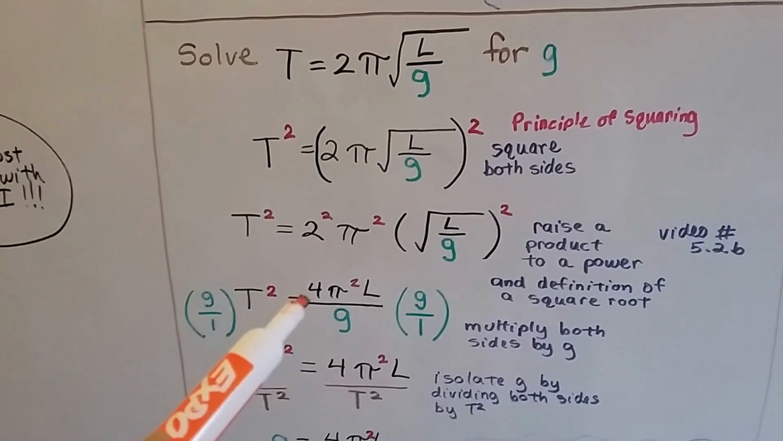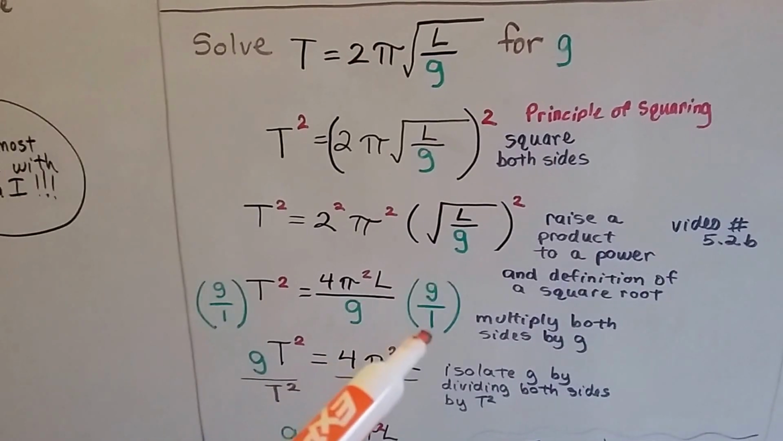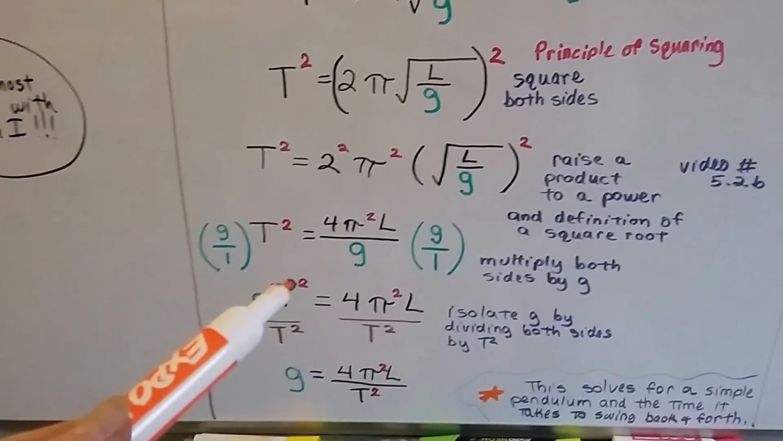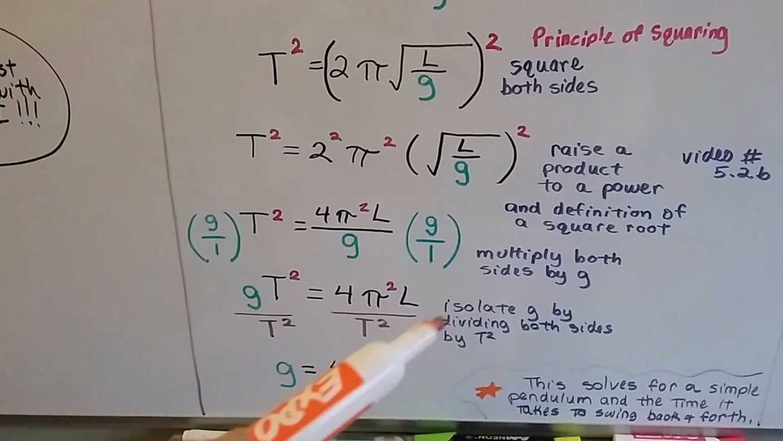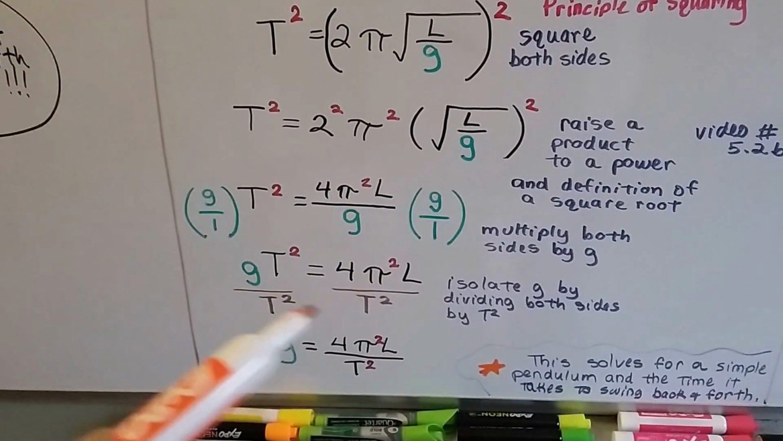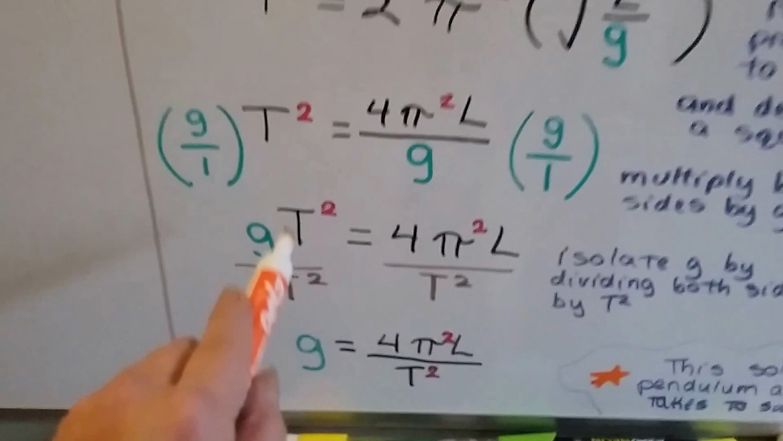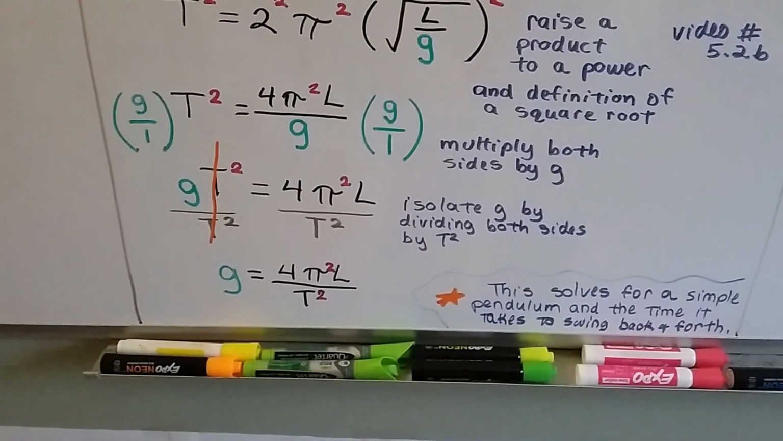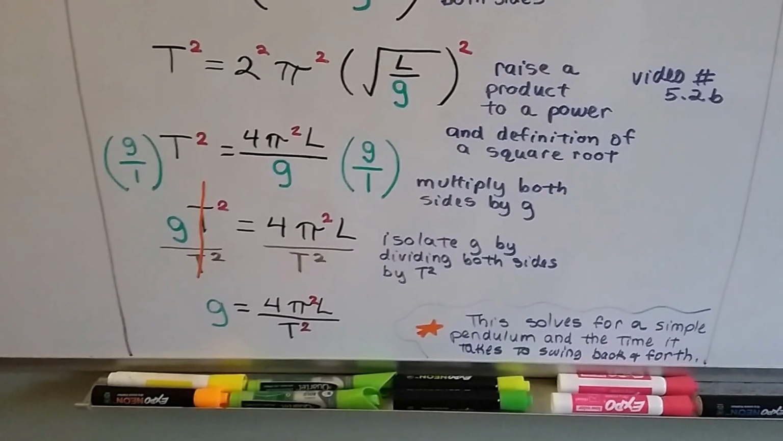So now we have t squared, and this is the right side. We're going to multiply both sides by g. So I put g over 1 because this is like a fraction. And that's going to give us g times t squared equals 4 pi squared L divided by t squared. I'm going to isolate that g by dividing both sides by the t squared. See? And now this becomes a 1 right here, doesn't it? So we end up isolating the g, and this is what we've got. You can find out the swinging back and forth of a simple pendulum, all right?